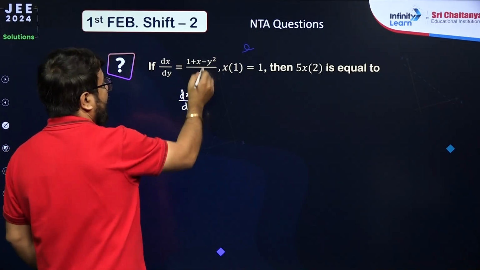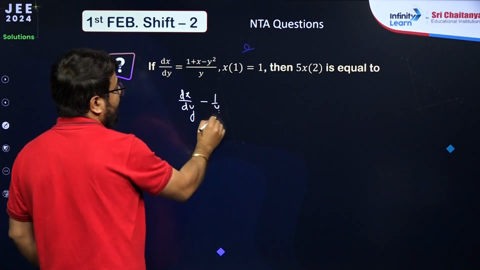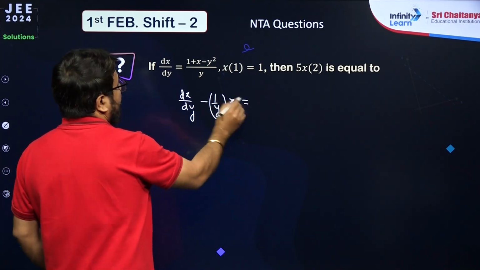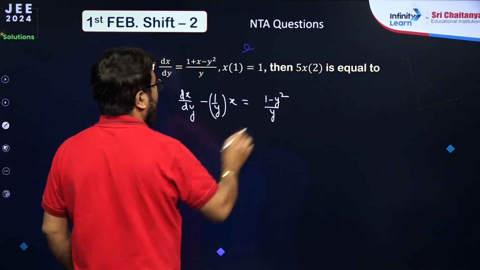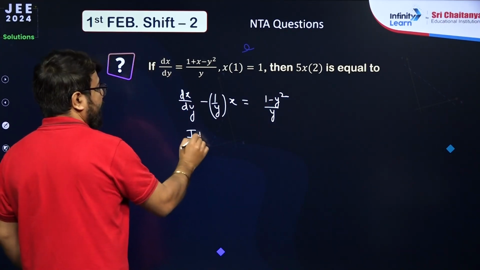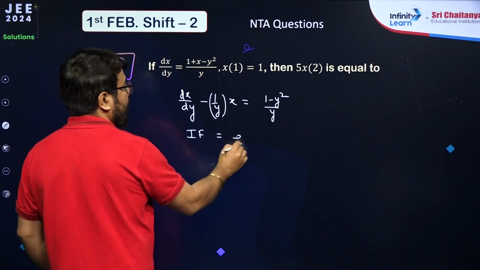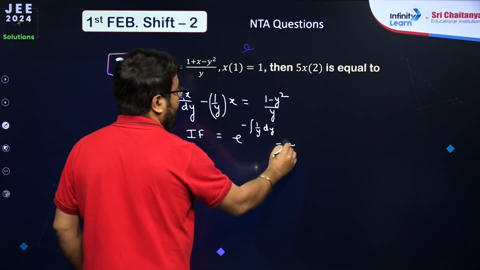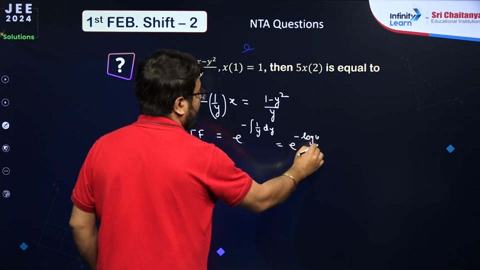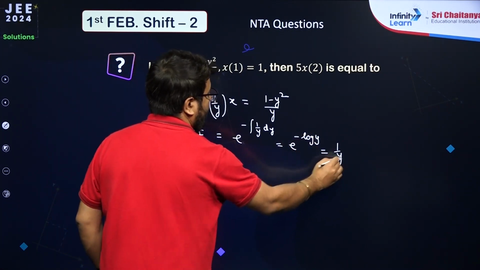Then we have minus 1 by y into x. And then it is (1 minus y square) over y. Alright. So let us find the integrating factor. It is e raised to the power integration of minus 1 by y dy, e raised to the power minus log y. And then it becomes 1 upon y.